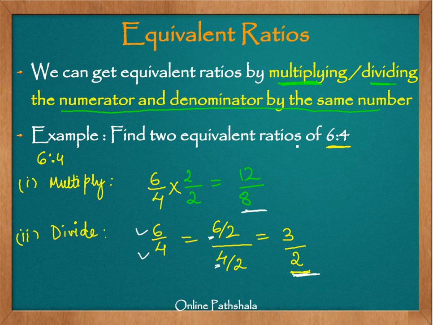So now the equivalent ratios are represented as shown here. We have 3 by 2 equals 6 by 4 equals 12 by 8. This is the lowest form of the ratio, 3 by 2, and these are other higher forms. So this is how we represent the equivalent ratios. In the next lecture, we will be working on several examples using ratios.